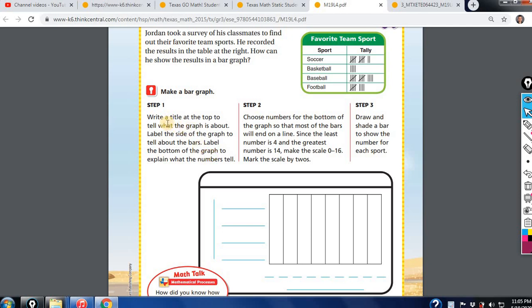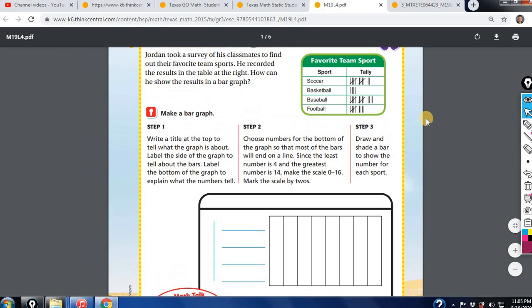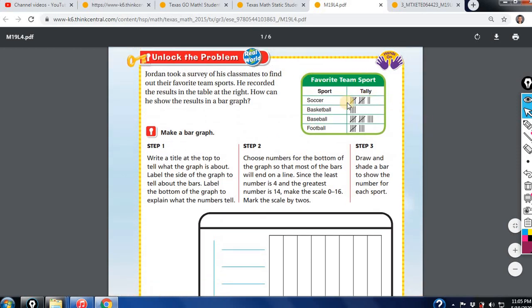So the first thing you need to do is write a title at the top of the table here to tell you what the graph is about. And where do you get that? It's right here. This is the title, favorite sports team. So we always want to do this before we start putting in the data. Okay, we put the title here, and what's the next thing to do?